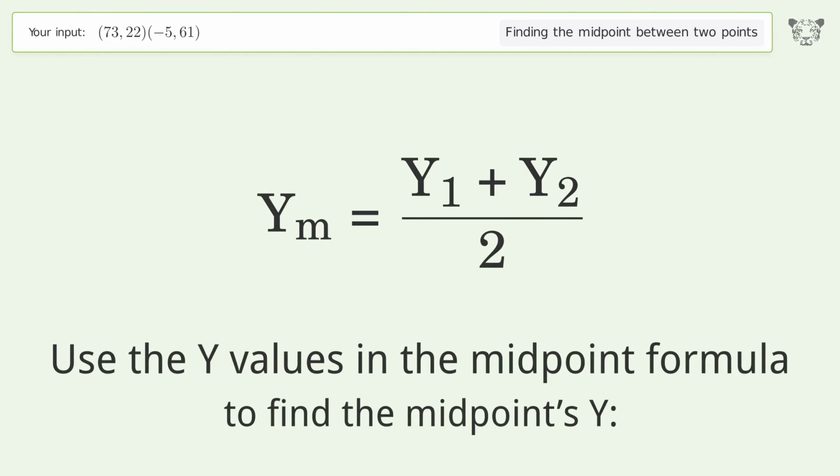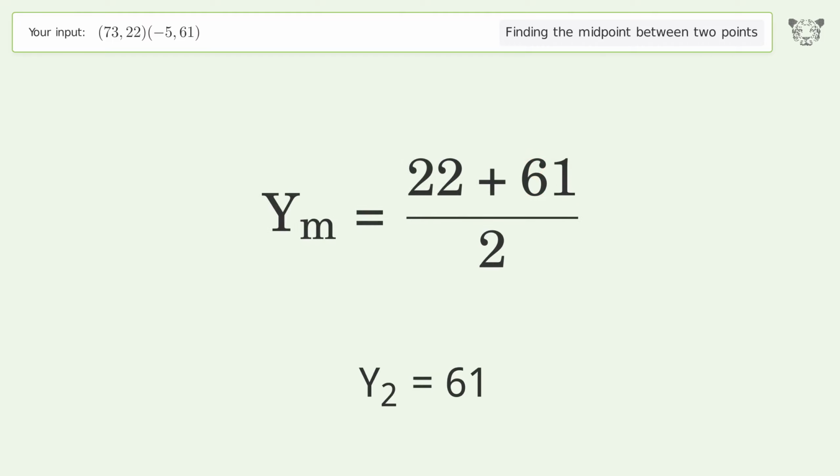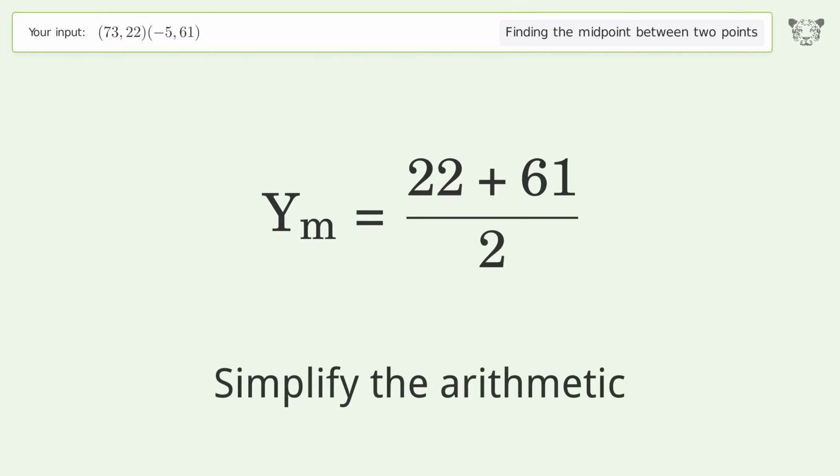Use the y values in the midpoint formula to find the midpoint's y. y1 equals 22. y2 equals 61. Simplify the arithmetic.